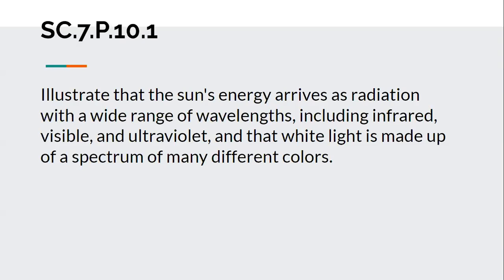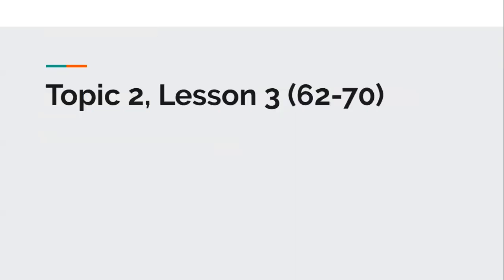For this particular standard, we're going to be illustrating that the sun's energy arrives as radiation with a wide range of wavelengths, including infrared, visible, and ultraviolet, and that white light is made up of a spectrum of many different colors. If you have the textbook at home, match it on pages 62 to 70. If you do not have it, it is okay. I didn't really expect you to bring it home. We didn't even know we were going to be gone for this long, so just bear with us. It's going to be fine. I have enough notes on here to get you through the lesson. YouTube videos, CPALMS, all of that is going to help you.